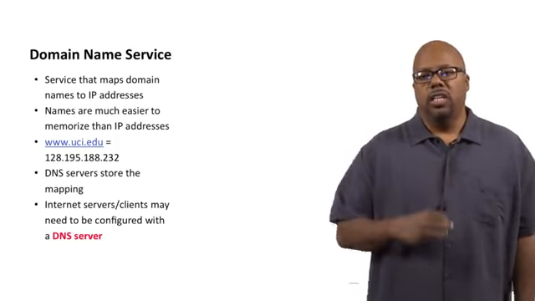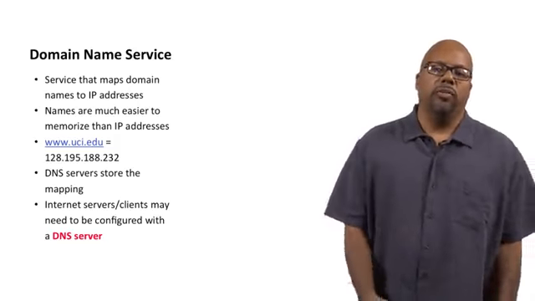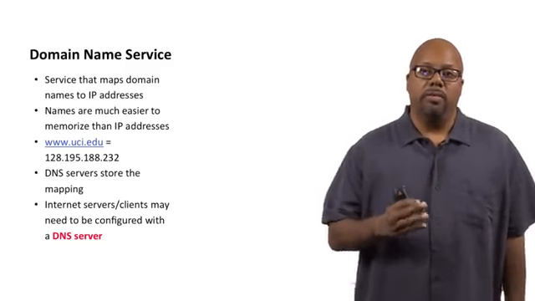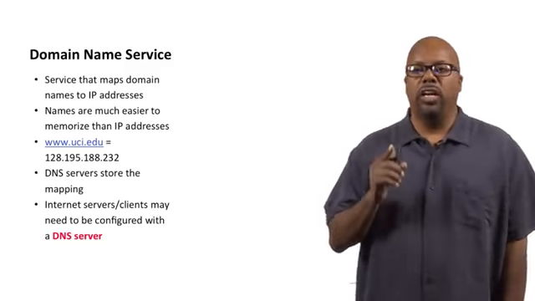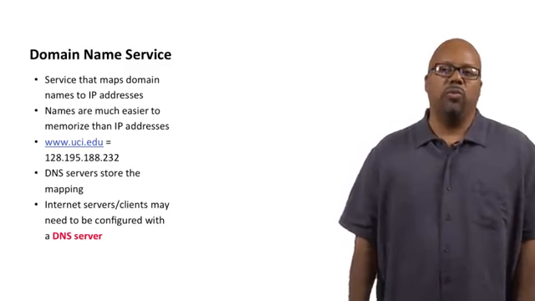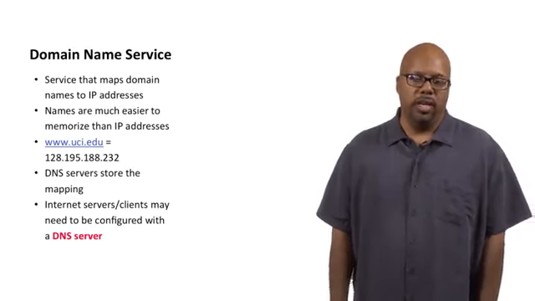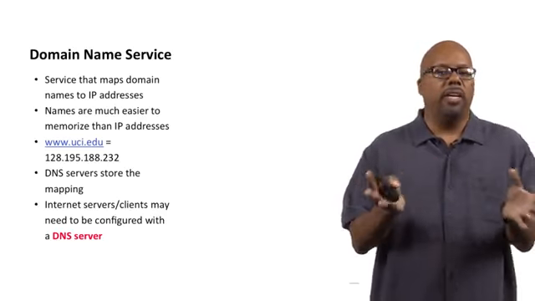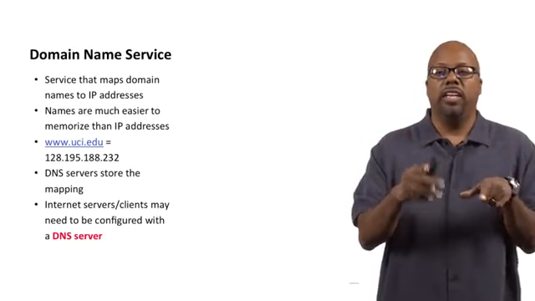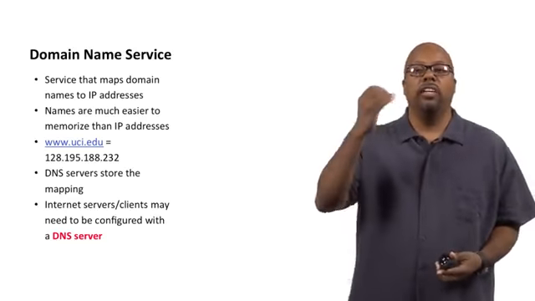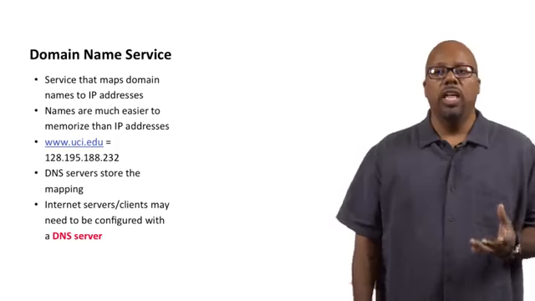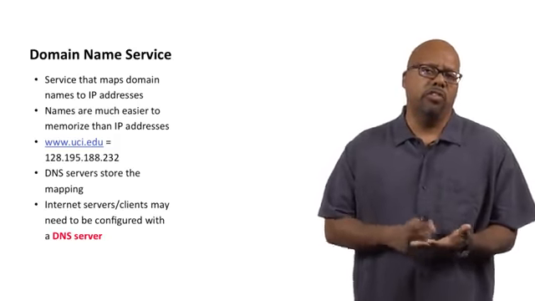Now, so for instance, www.uci.edu, that I can remember pretty easily. That is the domain name, but the actual IP address that maps to is 128.195.188.232. So that translation has to happen every time. So if I'm in my browser, let's say I type in www.uci.edu, it has to get translated into that IP address before I can address that server and the server that's running on that machine. So that's what DNS, Domain Name Service, is for.